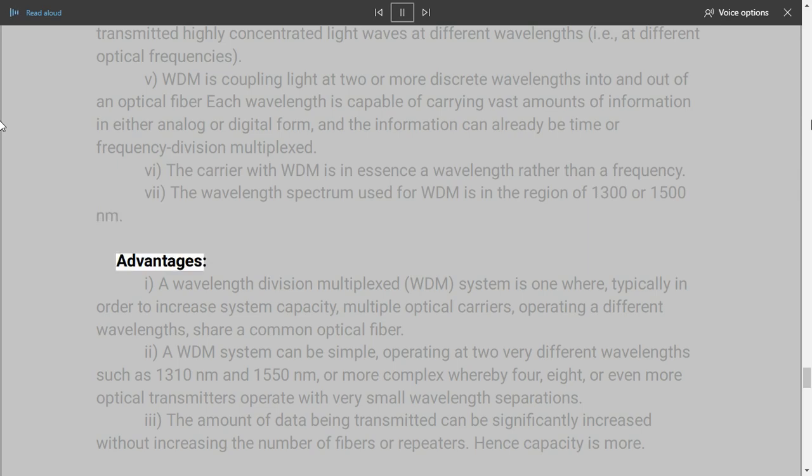Advantages: 1. A wavelength division multiplexed (WDM) system is one where, typically in order to increase system capacity, multiple optical carriers operating at different wavelengths share a common optical fiber. 2. A WDM system can be simple, operating at two very different wavelengths, such as 1310 nanometers and 1550 nanometers, or more complex, whereby 4, 8, or even more optical transmitters operate with very small wavelength separations. 3. The amount of data being transmitted can be significantly increased without increasing the number of fibers or repeaters. Hence capacity is more.